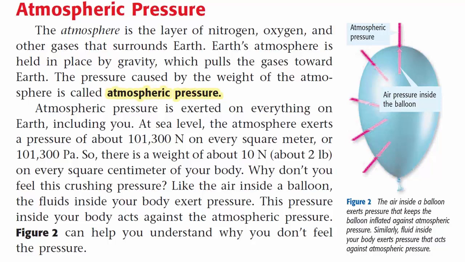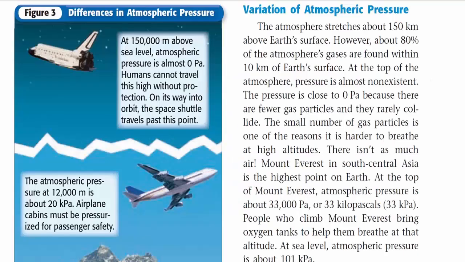Variation of atmospheric pressure. The atmosphere stretches about 150 kilometers above Earth's surface. However, about 80% of the atmosphere's gases are found within 10 kilometers of Earth's surface. At the top of the atmosphere, pressure is almost non-existent. The pressure is close to 0 Pascal because there are fewer gas particles and they rarely collide. The small number of gas particles is one of the reasons it is harder to breathe at high altitudes. There isn't as much air.